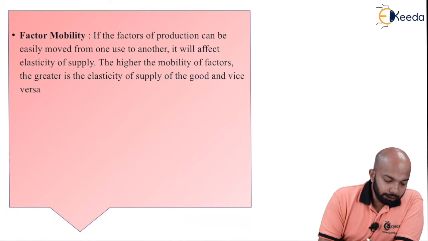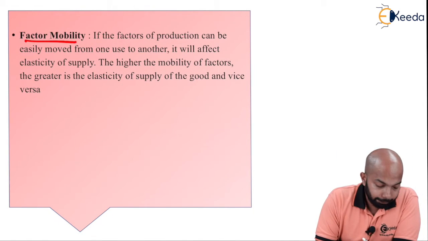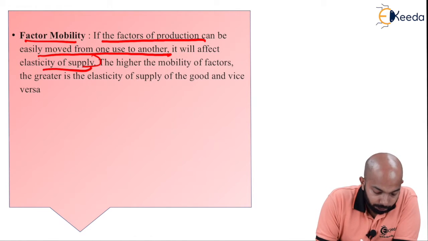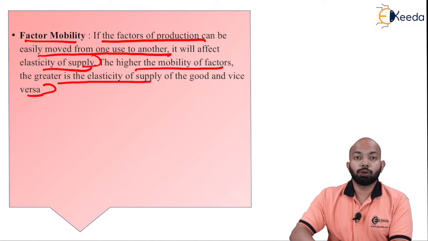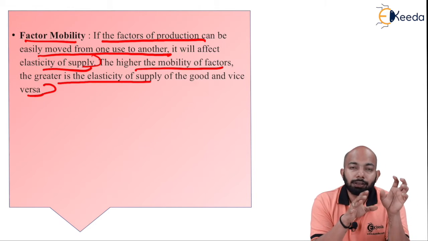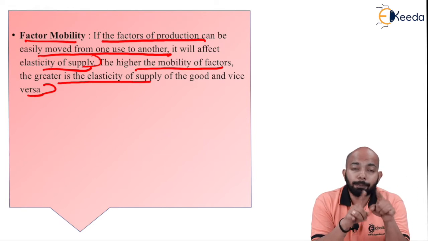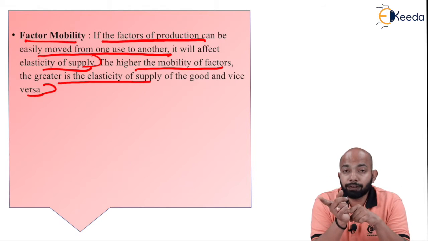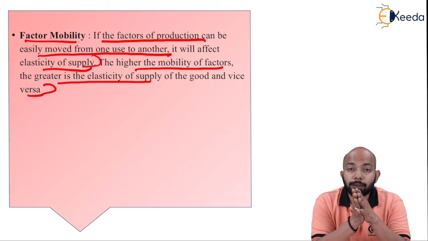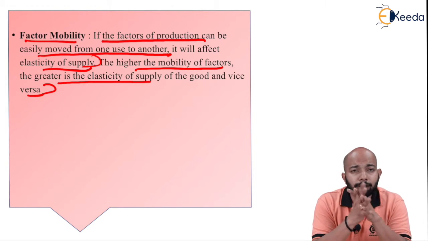Now, mobility factor or factor mobility. If the factors of production can be easily moved from one use to another, it will affect the elasticity of supply. The higher the mobility of factors, the greater is the elasticity of supply of goods and vice versa. So basically, when we're talking about mobility of factors, if they can be moved from one point to another and can be used for different purposes as well, the elasticity of supply will be relatively elastic, perfectly elastic we will call it.